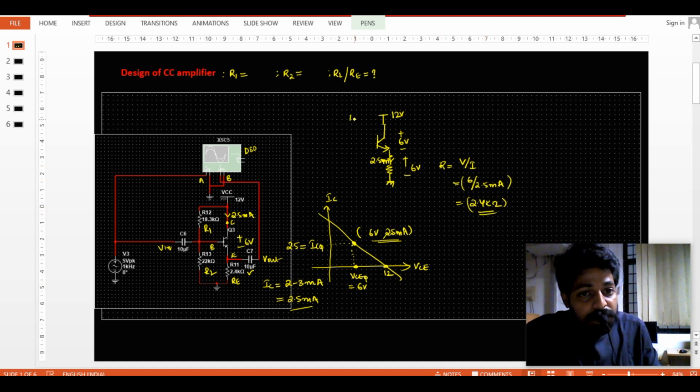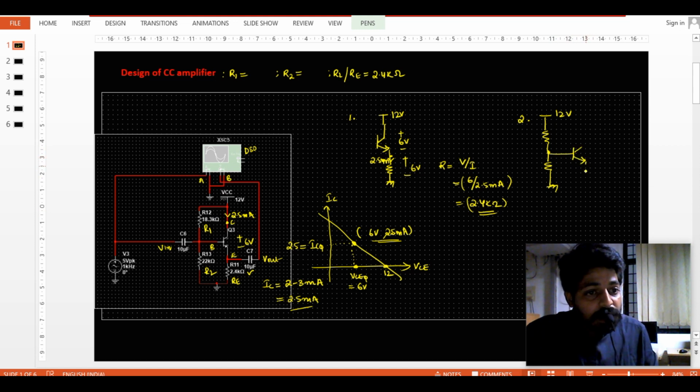So this is the first phase where I have calculated RE, where the RE value is around 2.4 kilo ohms. After that we'll do the calculation for R1 R2. So there, the R1 R2 network is like a biasing network which takes around 12 volts and has to generate some voltage for the transistor. This is where my transistor is kept, and the emitter will be around 6 volts.